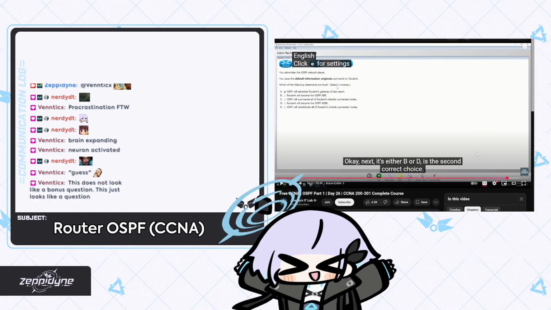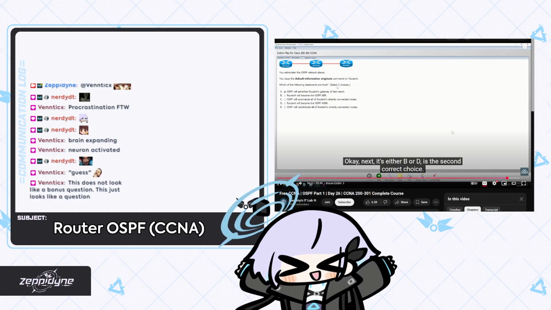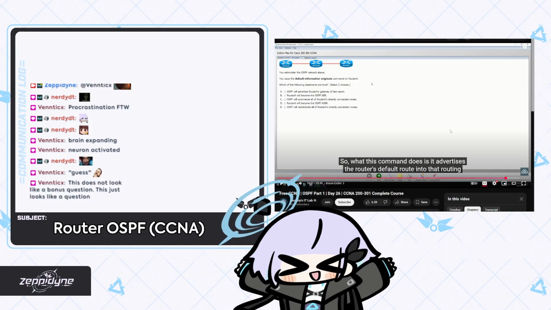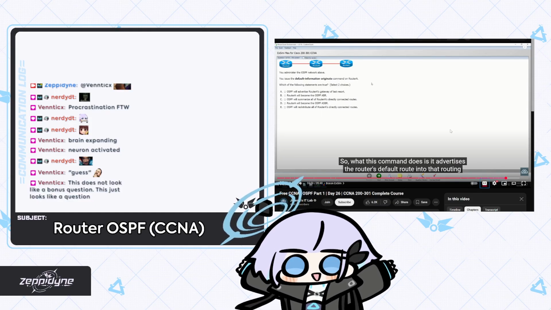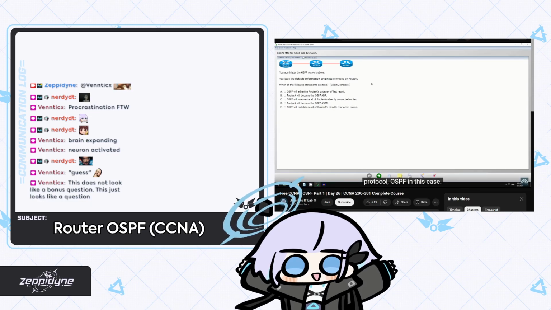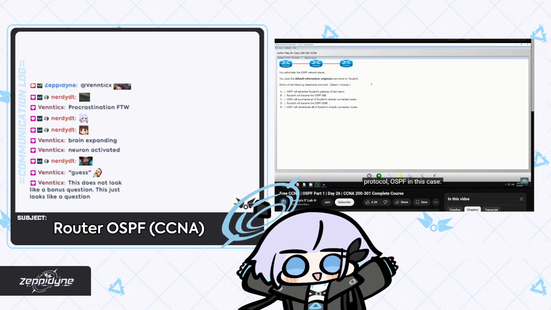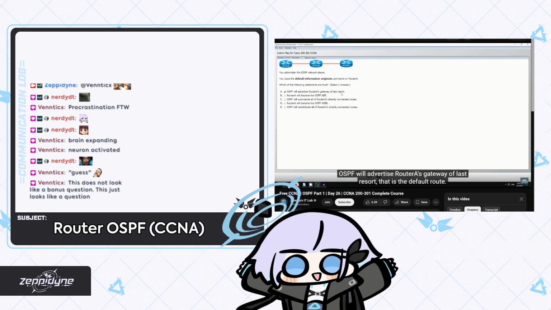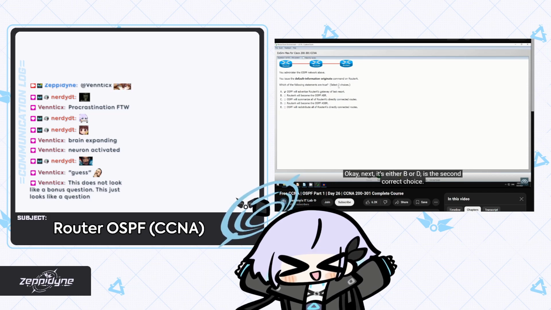Wait, what was the explanation? So it's not E. It's D and A. Advertises the router's default route into that routing protocol, OSPF in this case. So that means A is one of the correct options. OSPF will advertise router A's gateway of last resort. That is the default route. Oh, right. It's the last resort.